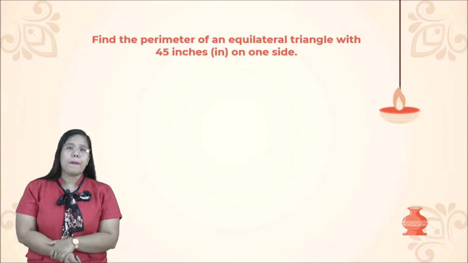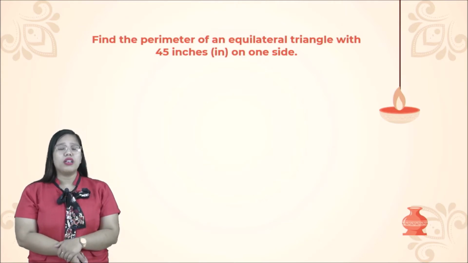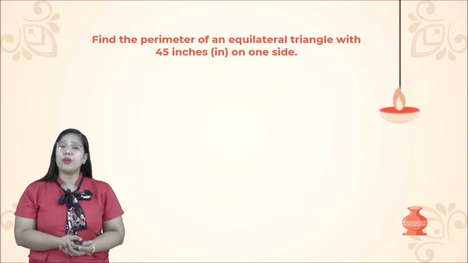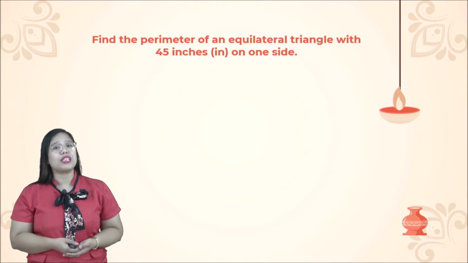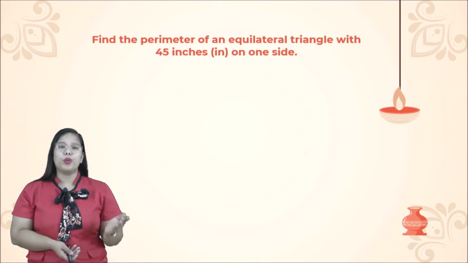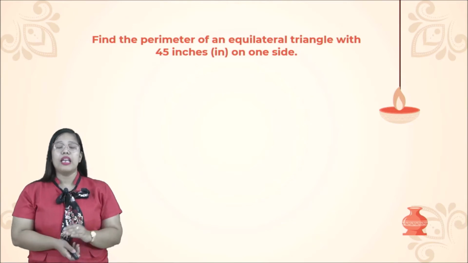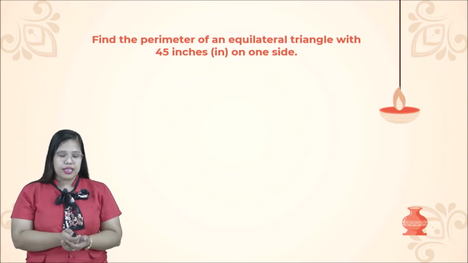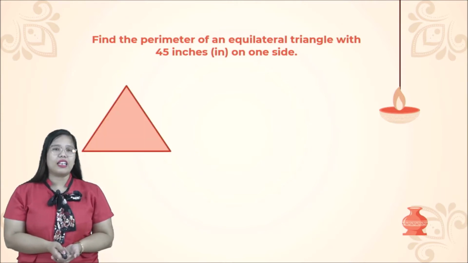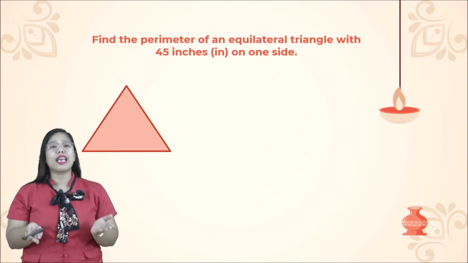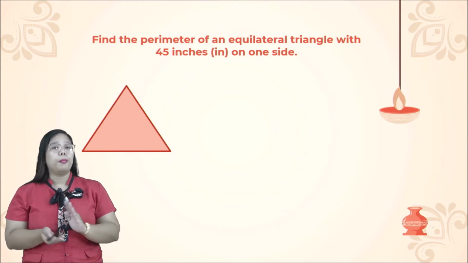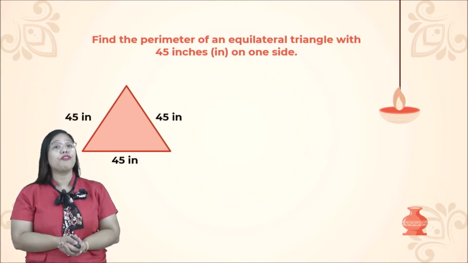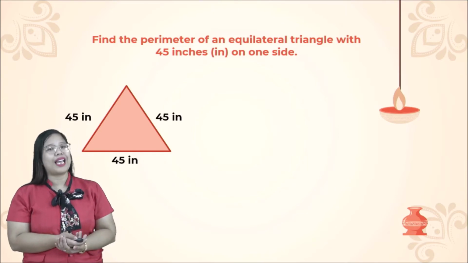Next one, we need to find the perimeter of an equilateral triangle. We already discussed what an equilateral triangle is. An equilateral triangle means the 3 sides are equal. This is an example of an equilateral triangle. As you can see, kids, all the sides are equal. One of the sides measures 45 inches, so all of them measure 45 inches because it is an equilateral triangle.